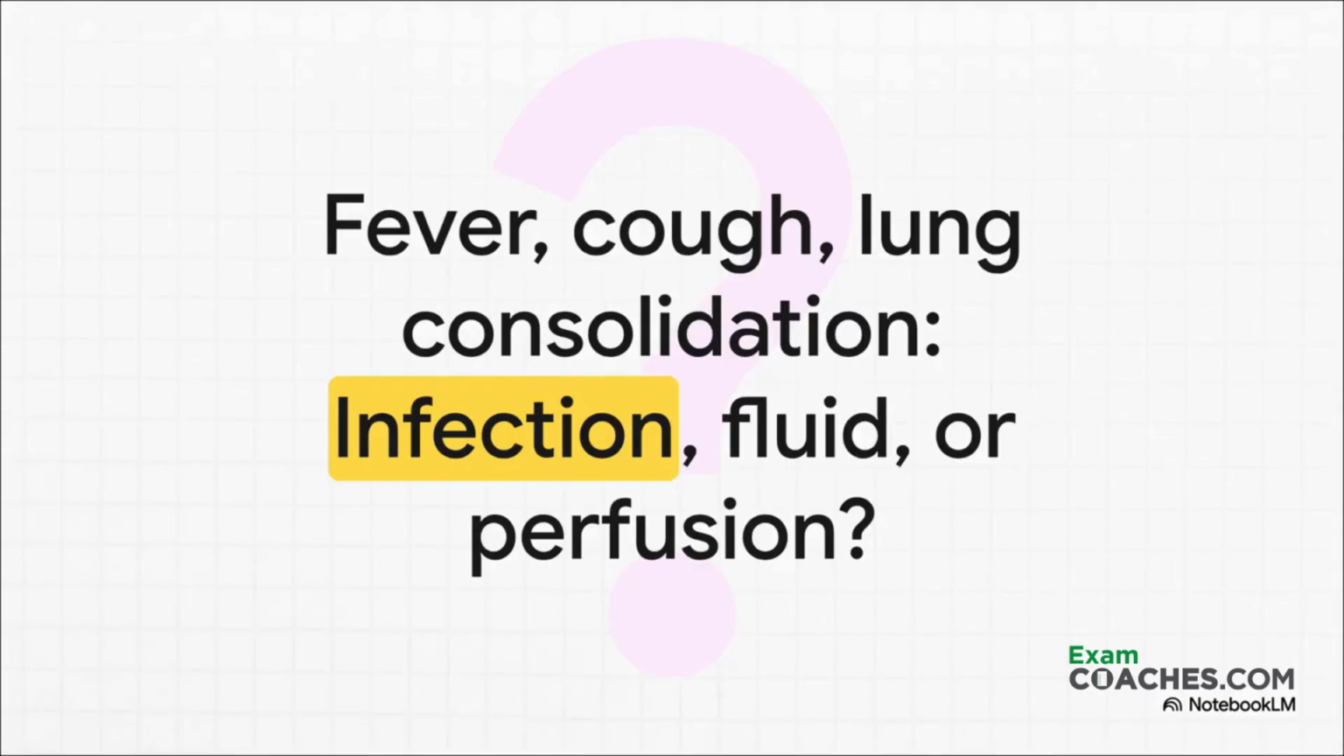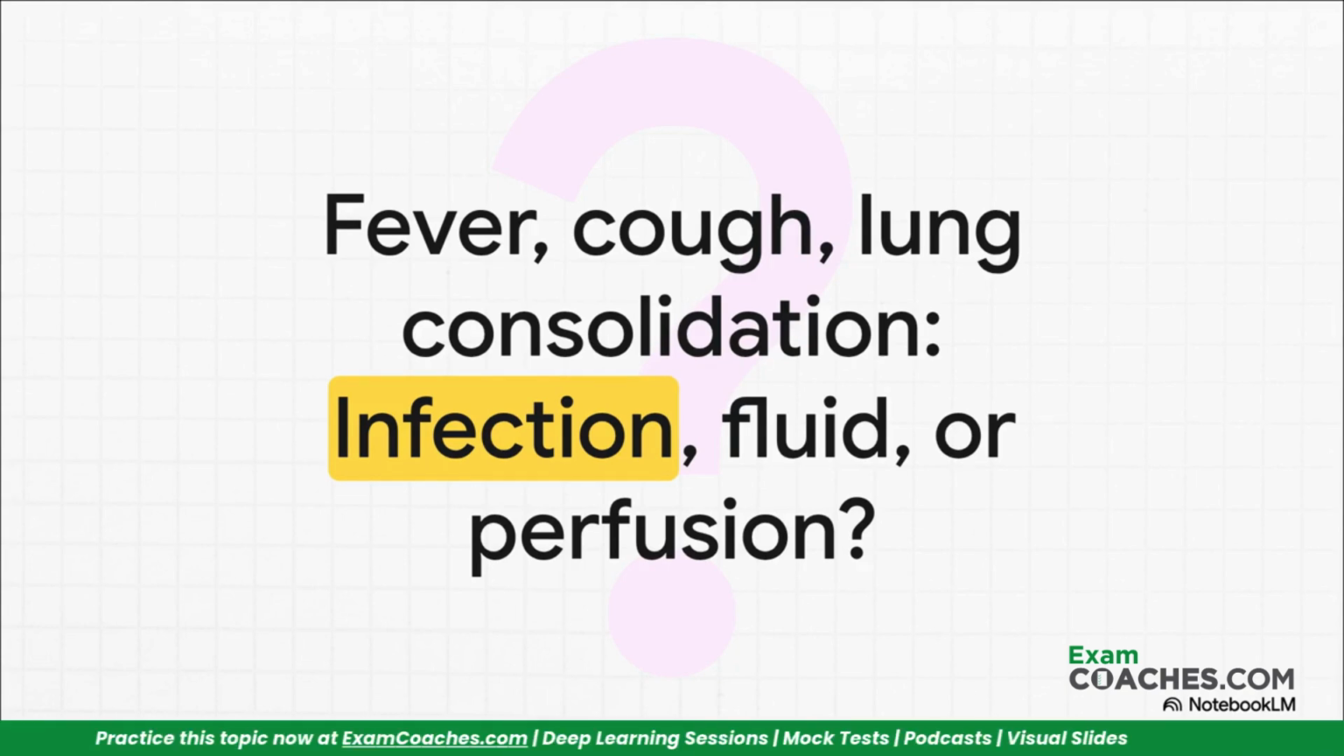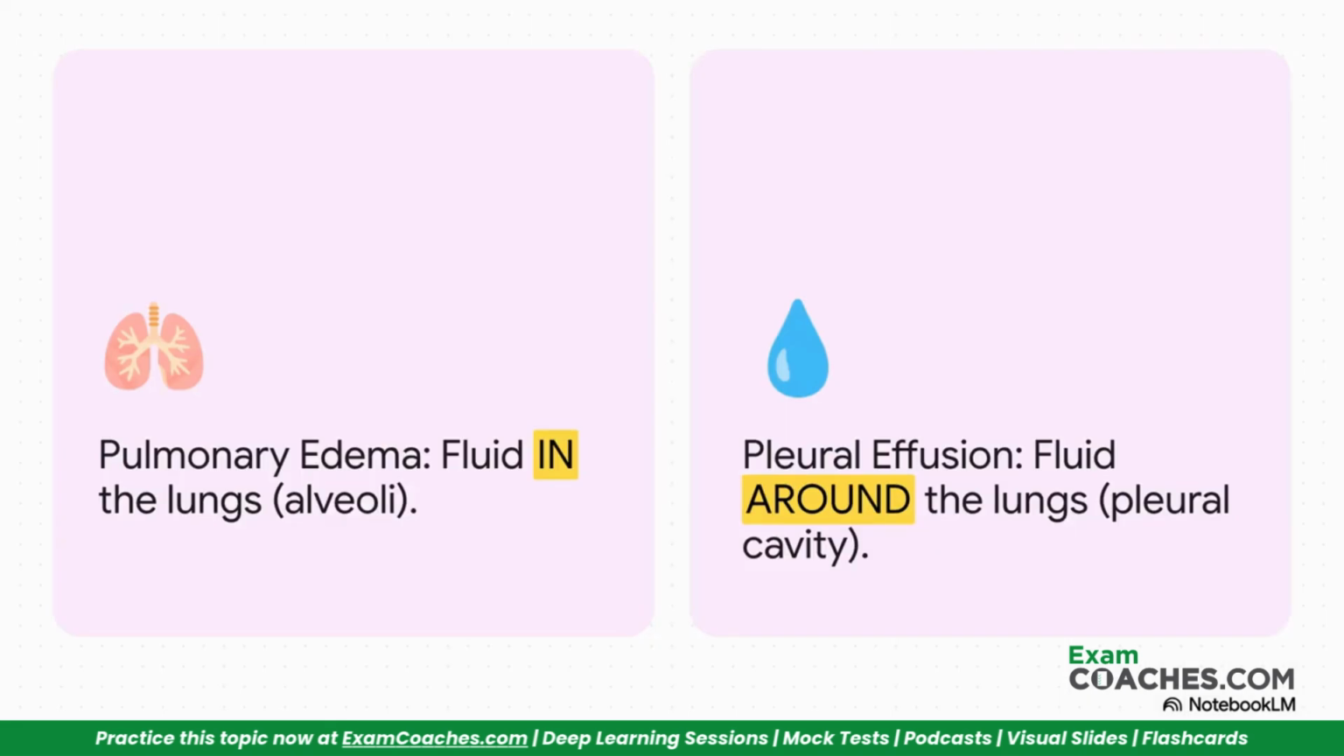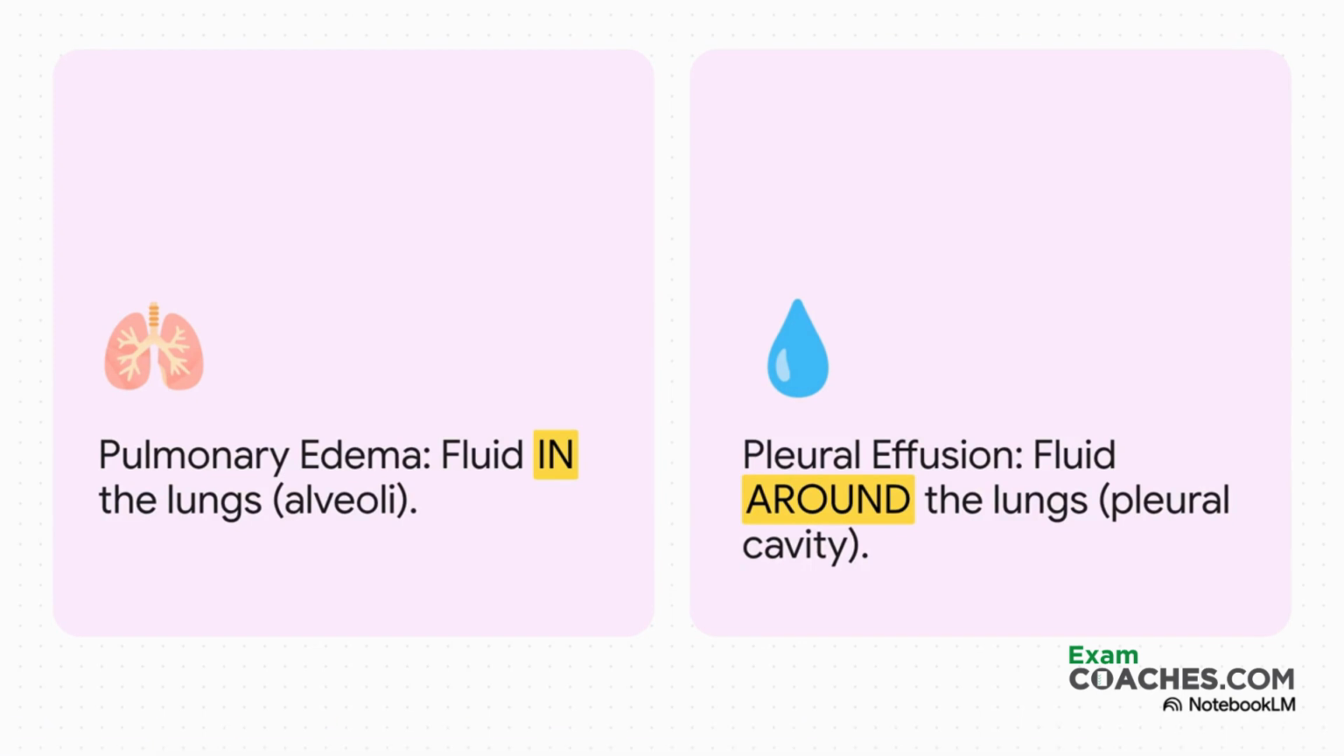Okay, let's put it to the test. You've got a patient with a fever, a nasty cough, and signs of lung consolidation. Right away, based on our framework, which one of those three buckets does this fall into? Yep, you got it. The fever, the consolidation, those are absolute hallmark signs of inflammation from some kind of pathogen. So you've just used the framework to nail down the core issue. This is an infection, and it's looking a lot like pneumonia. Okay, but let's drill down a bit deeper. Inside that fluid category, there's a world of difference between fluid inside the lungs, down in the alveoli, that's pulmonary edema, and fluid building up in the space around the lungs, that's a pleural effusion. So the key takeaway here is location is everything.